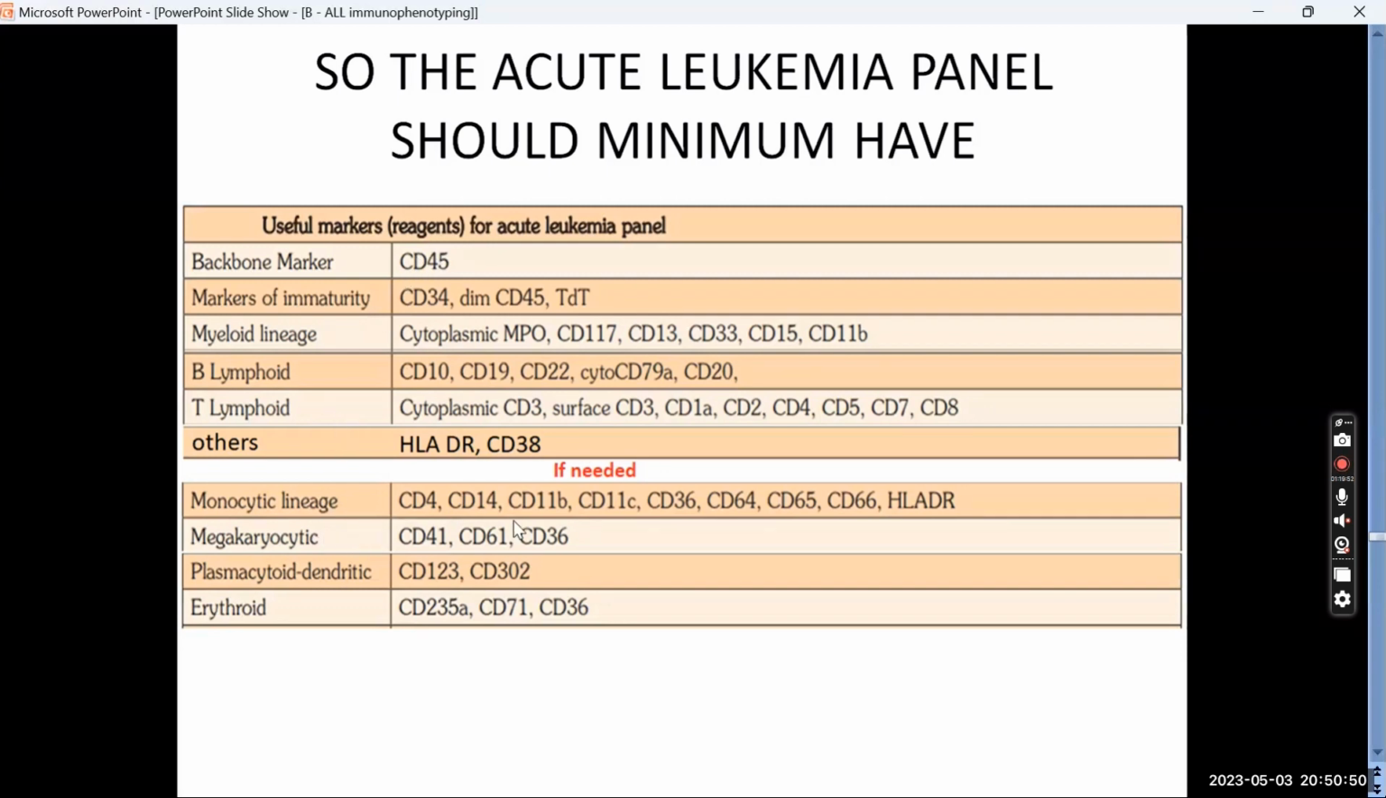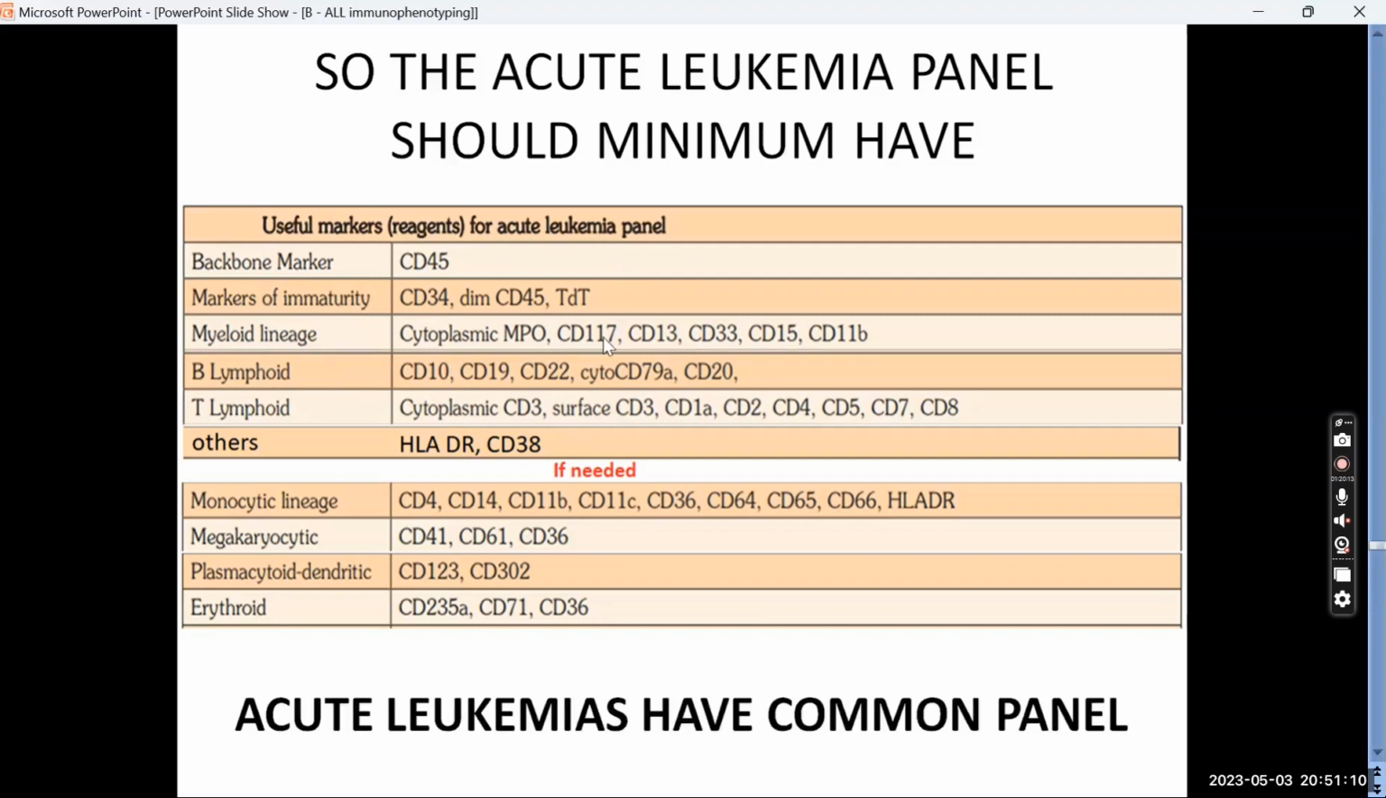you find blebs in the cells, then you need to add a megakaryocytic marker. And if needed, you add BPDCN, plasmacytoid dendritic cell markers. So only with these markers do you call up the other tubes when they are needed. Otherwise, in most cases, you can finish with these four tubes of markers.